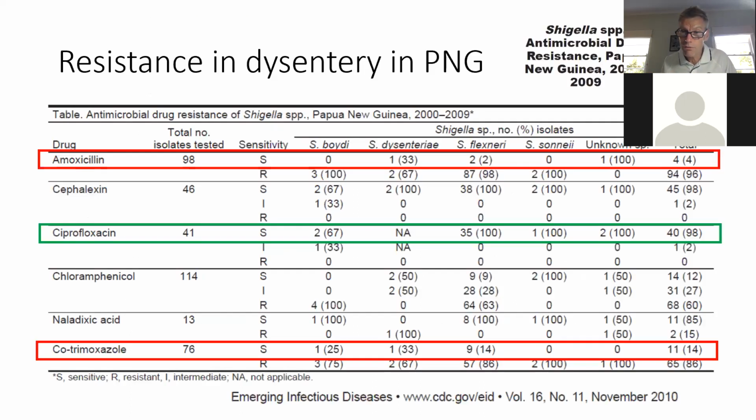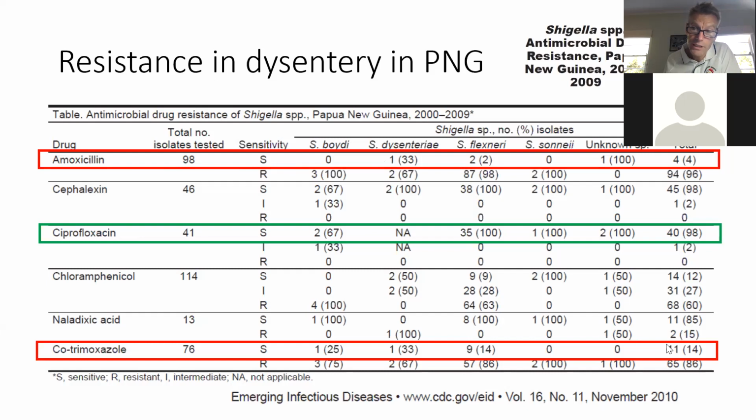Another infection that I want to highlight, so I've talked about soft tissue infections like staph infections, but dysentery is also an infection that over the last 20 years has become increasingly resistant to standard antibiotics. So this is an antibiotic profile of children with dysentery over a 10-year period in a study in PNG. And previously, we used to use amoxicillin or cotrimoxazole for the treatment of dysentery.